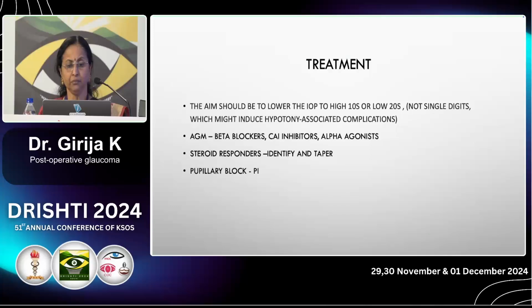So the aim in pseudophakic glaucomas is to lower the IOP to the high 10s or low 20s, never lowering the tension to single digits. Anti-glaucoma medications and steroids have to be given, and in case of pupillary block, you can do a PI.